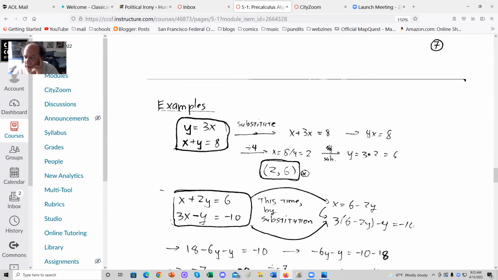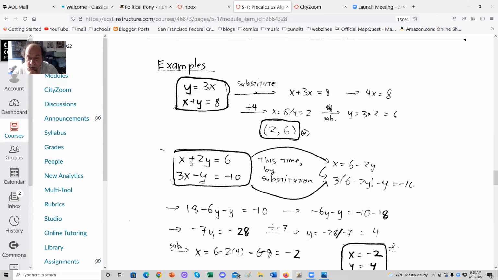Therefore, 4x equals 8. Dividing by 4, x equals 8/4, which is 2. And substitute 2 in for x here and get y equals 3 times 2, which is 6. So the solution is 2, 6. And let's double check. 6 is indeed 3 times 2, and 2 plus 6 is indeed equal to 8. So the solution works.